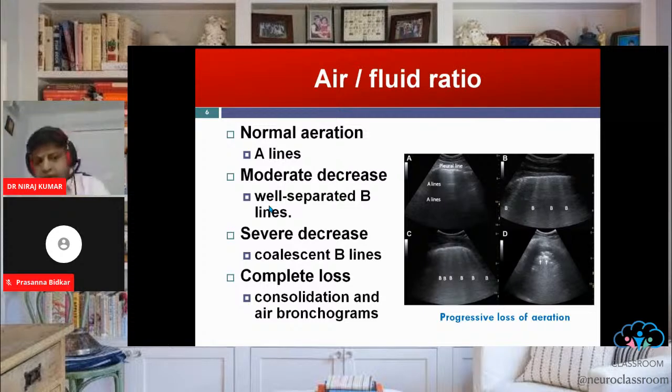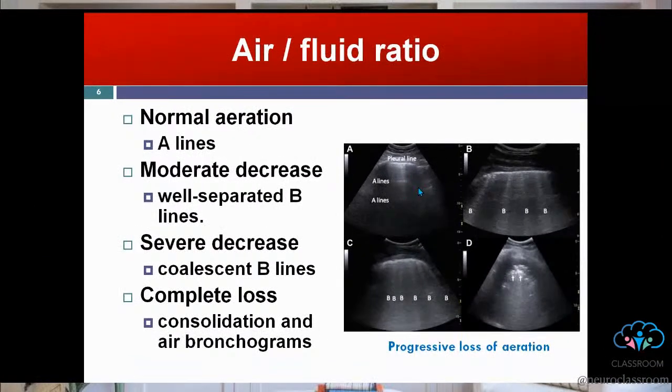One more thing I have mentioned is that the air-fluid ratio is very, very important. This is the normal lung, and these are the abnormal lungs. The normal lung is full of air, also called the aerated lung. As the amount of air decreases, here it is decreasing, here it is severely decreased, and here is the complete loss of air. As the amount of air decreases, the pathology is increasing.